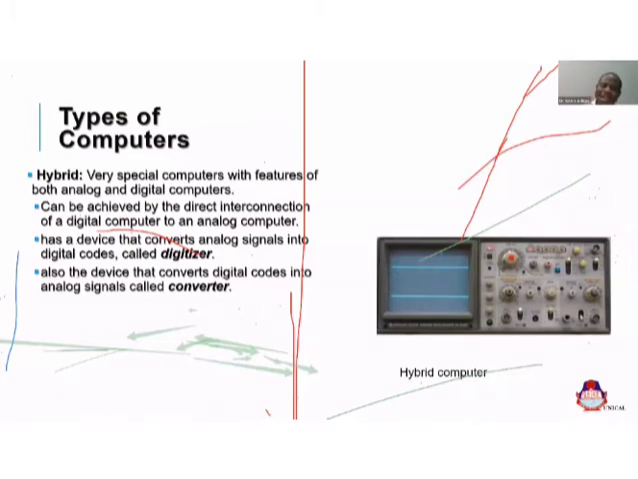Then the device that helps to translate these digital codes into analog signals is called a converter. So an example of an analog computer is found on the right side of the screen.